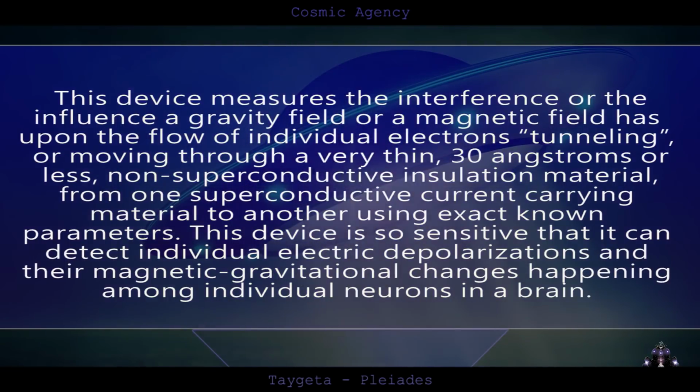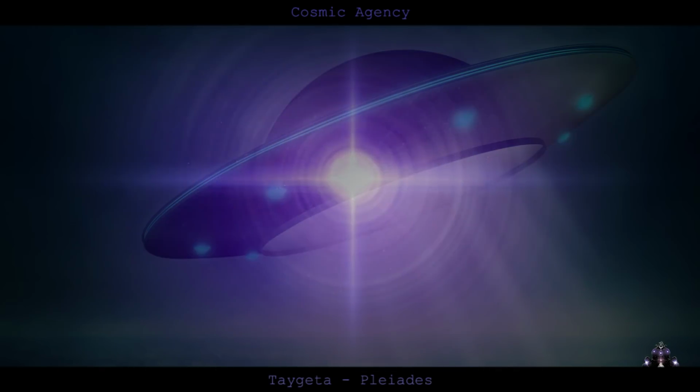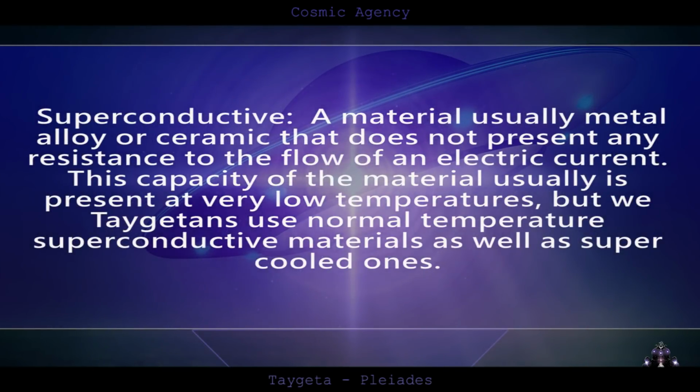This device is so sensitive that it can detect individual electric depolarizations and their magnetic gravitational changes happening among individual neurons in the brain. Superconductive, a material usually metal alloy or ceramic that does not present any resistance to the flow of an electric current. This capacity of the material usually is present at very low temperatures, but we Taygetans use normal temperature superconductive materials as well as supercooled ones.